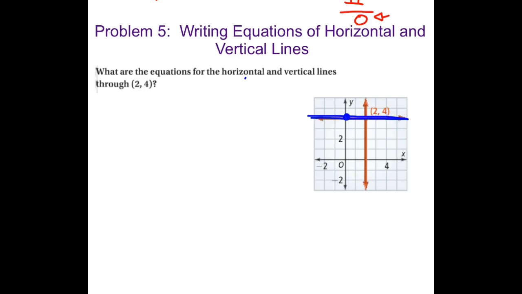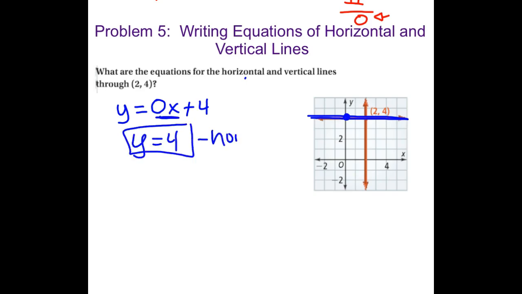Because it has no slope, it really just becomes 0x, or 0 for your slope value, plus 4. Well, we know that 0 times anything is 0, so it really just turns into y equals 4 for your horizontal line.